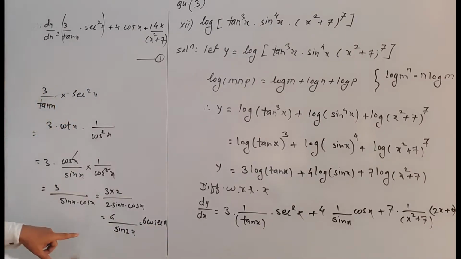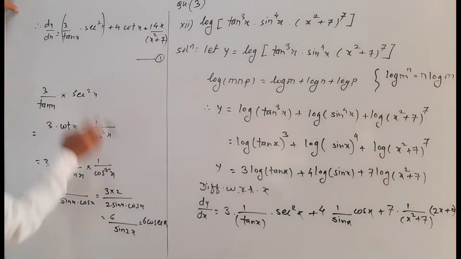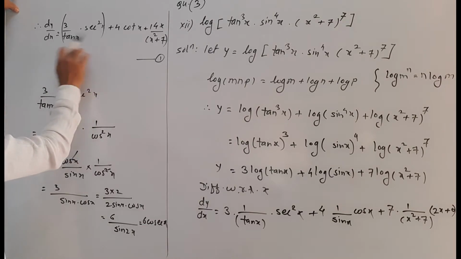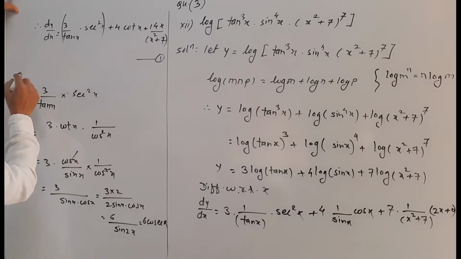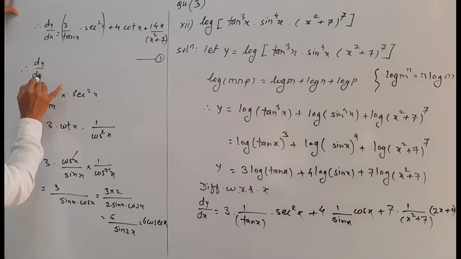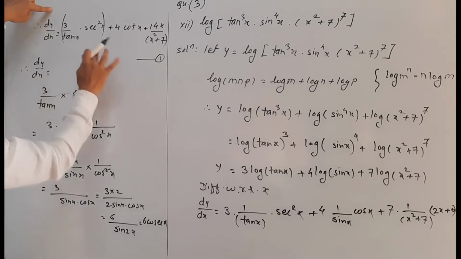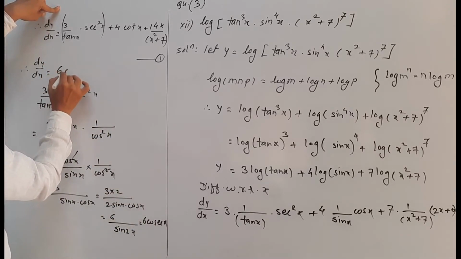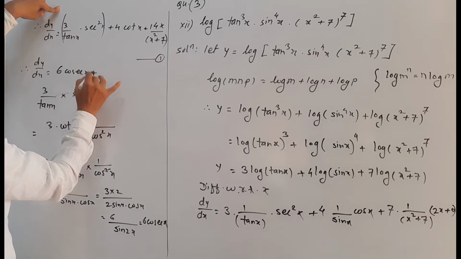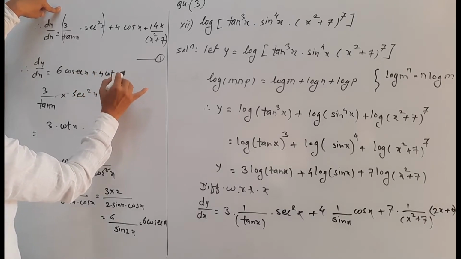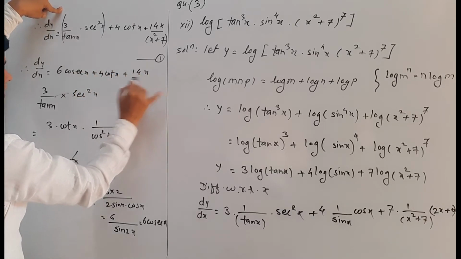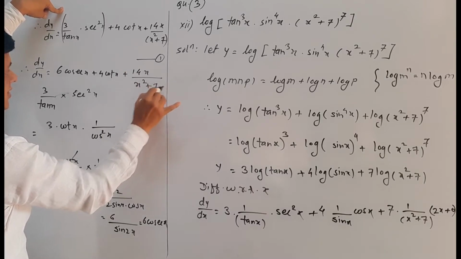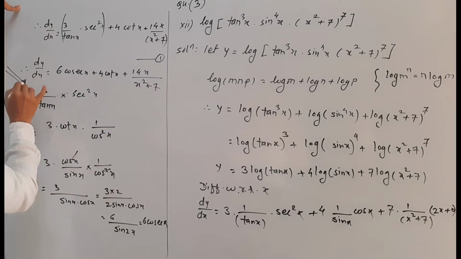So we have to substitute this value 6 cosec 2x in place of the first term. So the final derivative is, therefore, dy by dx is equal to, here in place of this we replace the value: 6 cosec 2x plus 4 cot x plus 14x upon x² + 7. Now this is the required answer.